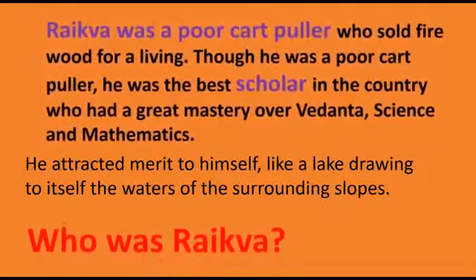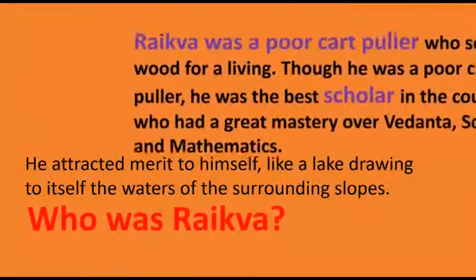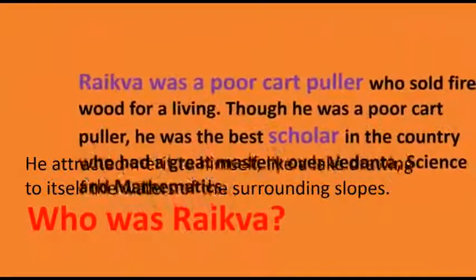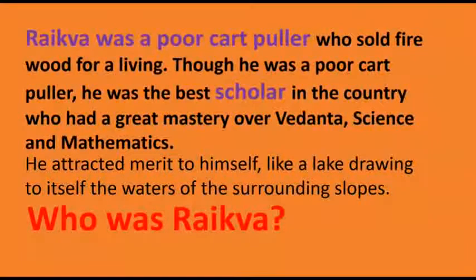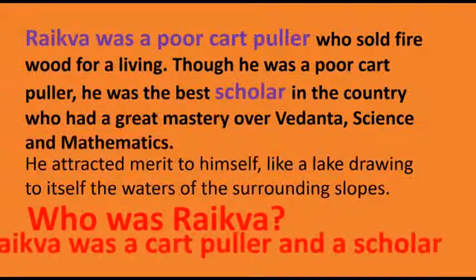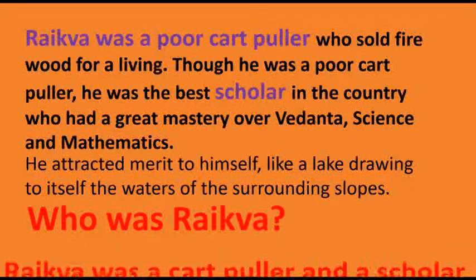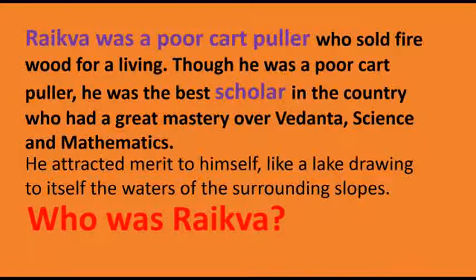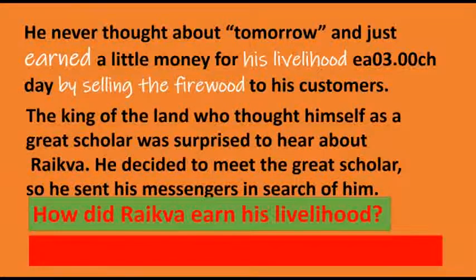Well, this is the first paragraph of the passage. It's all about Reikve. The first question is, who was Reikve? Then you find the tilting area. That's actually the answer area. That's not the correct answer, and if a student tried to copy-paste it, it would go wrong. So we have organized the answer for that. Reikve was a cart puller and a scholar. It's very simple. You don't need to copy-paste the whole answer area.